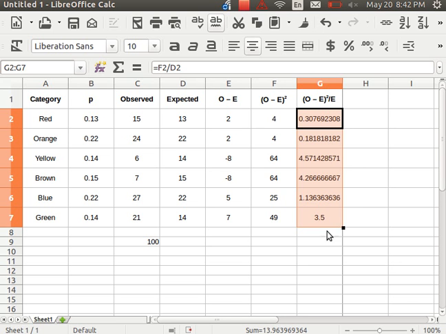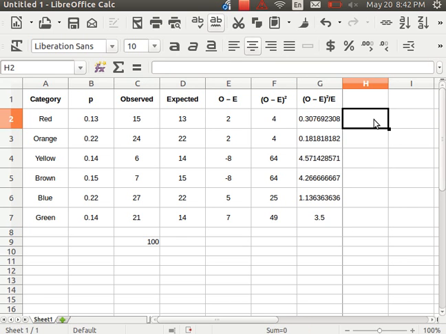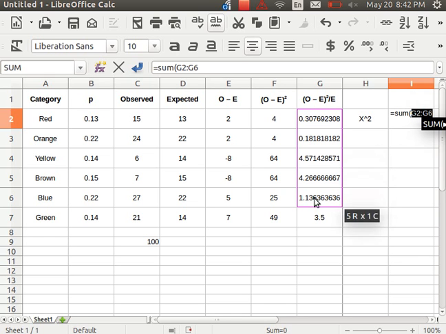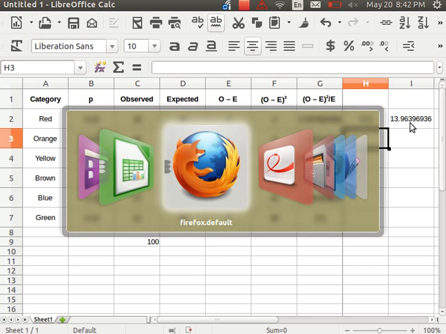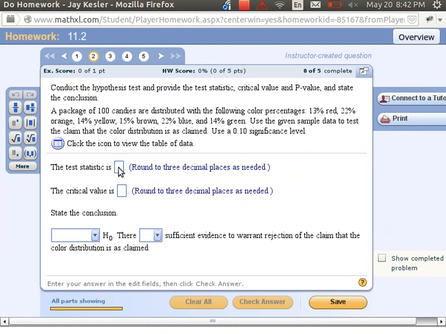So finally, what I need to do is add all those up to get my test statistic. This is not a t statistic, this is a chi-square, so whatever you want to type in for that. My chi-square is going to be the sum of this column on the far right. So my test statistic is 13.964 rounded to 3 decimal places. So let me come back in here and type that in. 13.964.